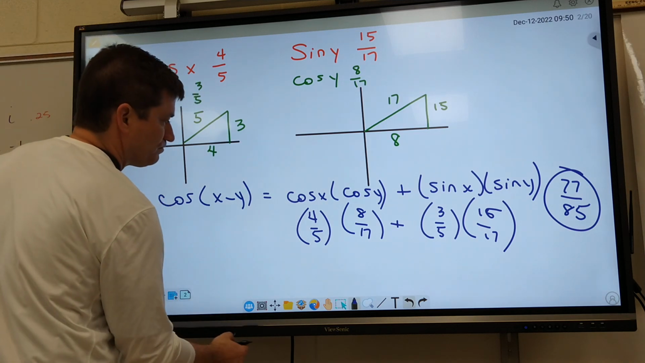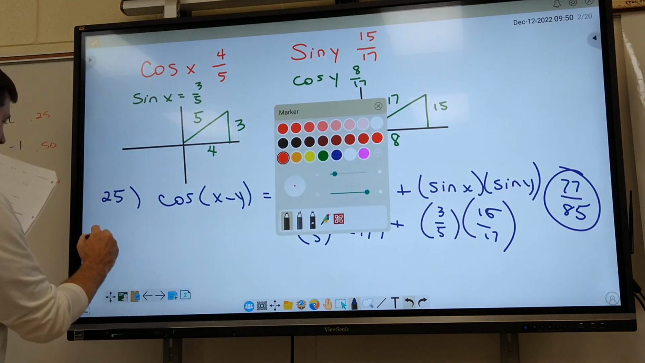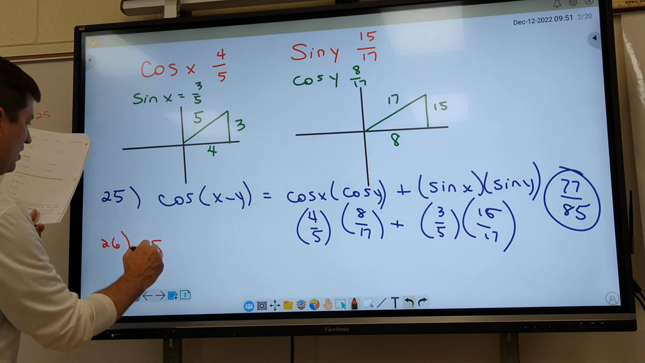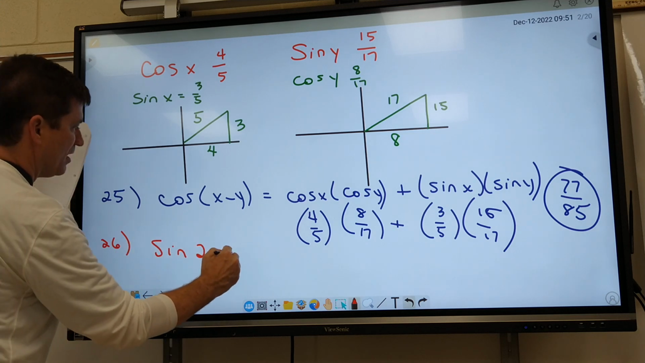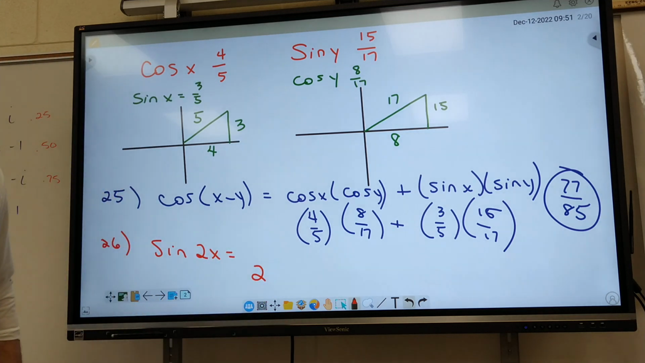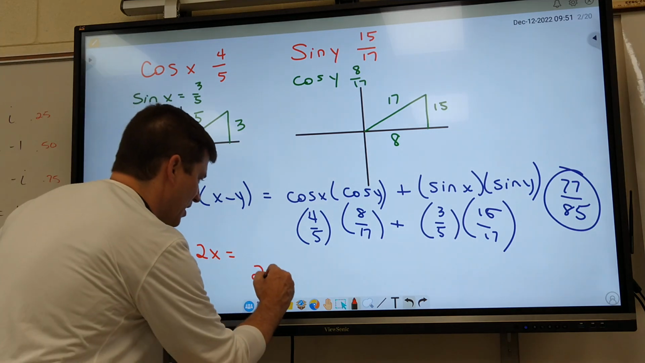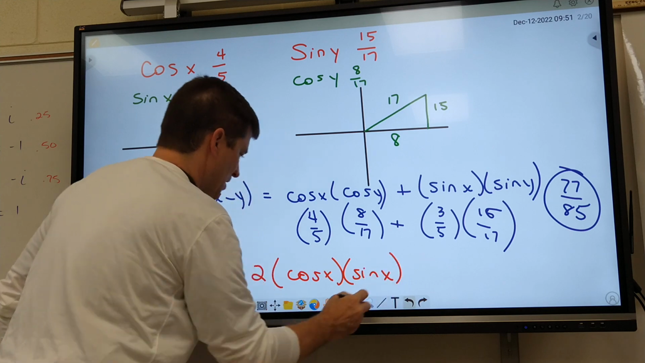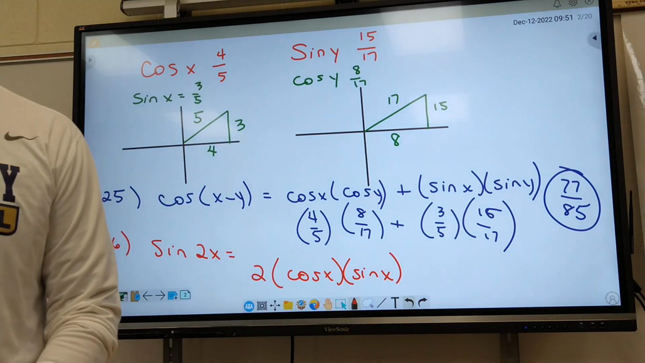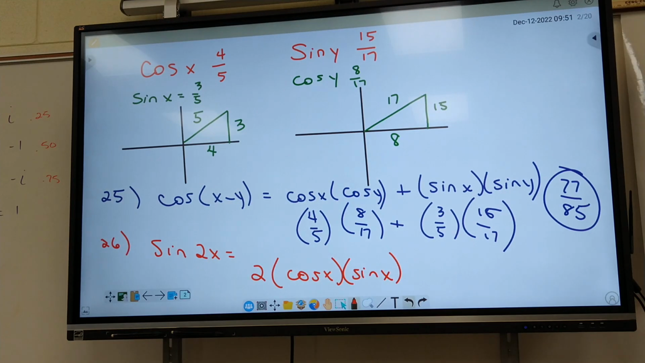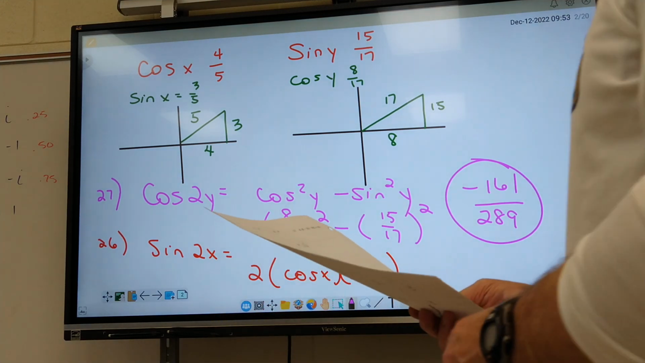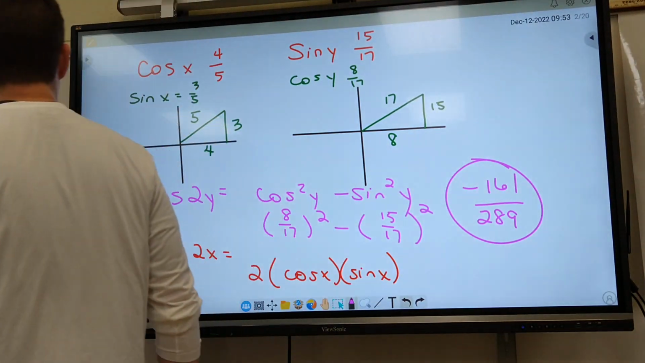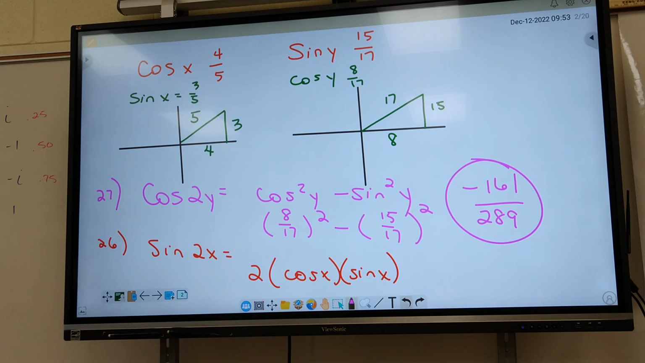Everybody good? All right, here's 26. I'll give you the formula. Sine of 2x. The formula is 2 cosine x and sine x. This one should be an easy one. Y'all plug it in, give me the answer, and we'll talk about it if we need to. All right, anybody got a question on 26 or 27?